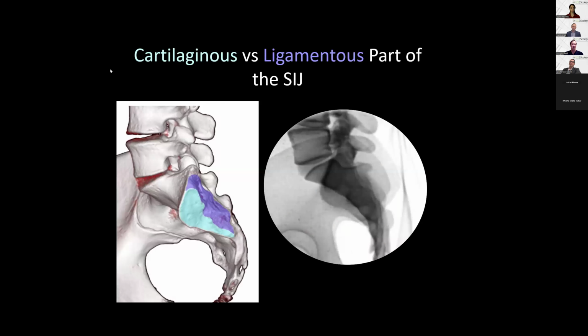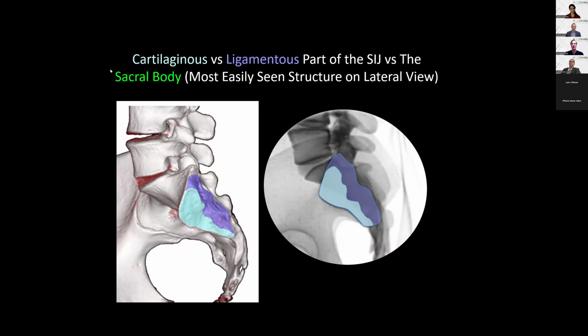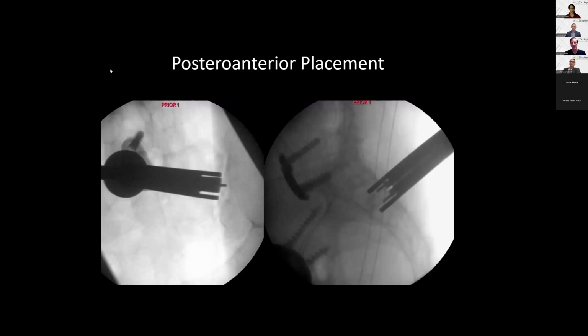But what we really see in the lateral view is a combination of the sacral body, which is what we see the most and most easily, in combination with the sacral ala. And the ala is not that well seen. So the ala goes all the way out to the cartilaginous point, but the part that we really see is the sacral body. And this is a vestigial disc, S1, S2, S2, S3, and that's what everybody aims for. And that's what we see the most easily in the lateral view, so therefore those are the landmarks.